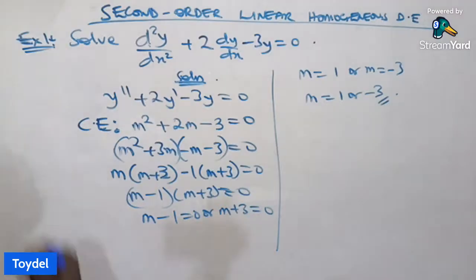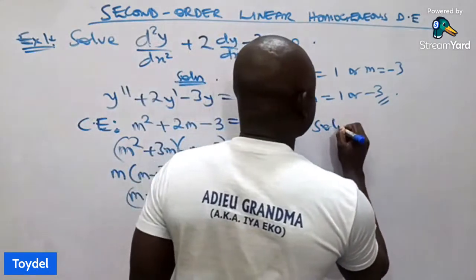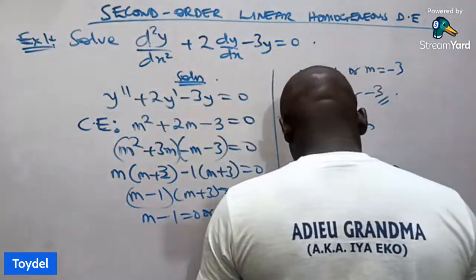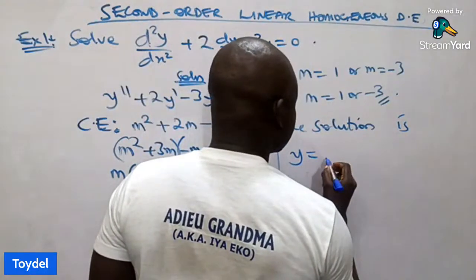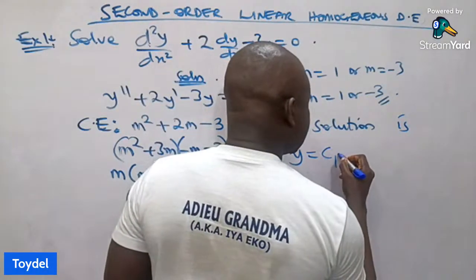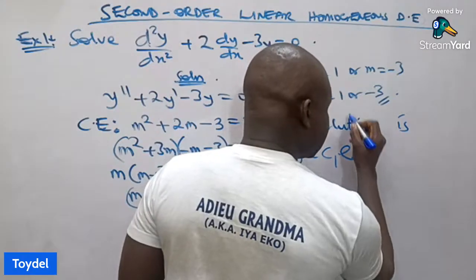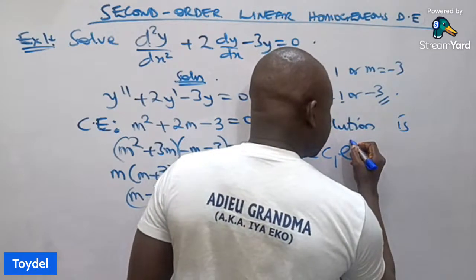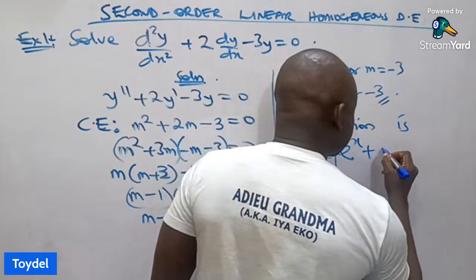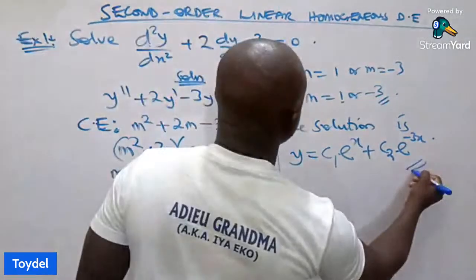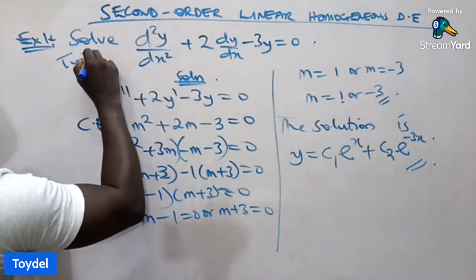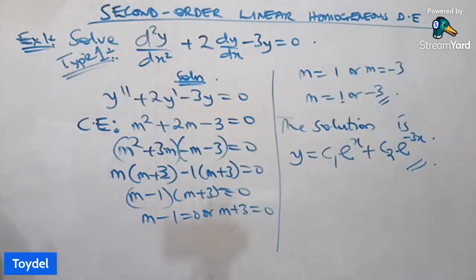So what will now be the solution to this differential equation? Just say this is type 1. Y is equal to c1 exponential m1x, where m1 is 1, plus c2 exponential minus 3x. This is the solution. So this example is under type 1 solution of second order linear homogeneous differential equation. That is that. So let's take another example.